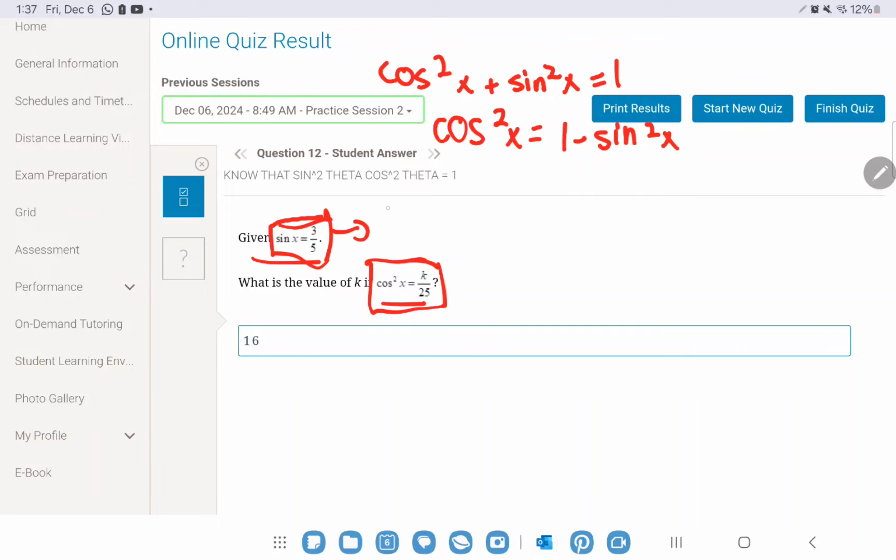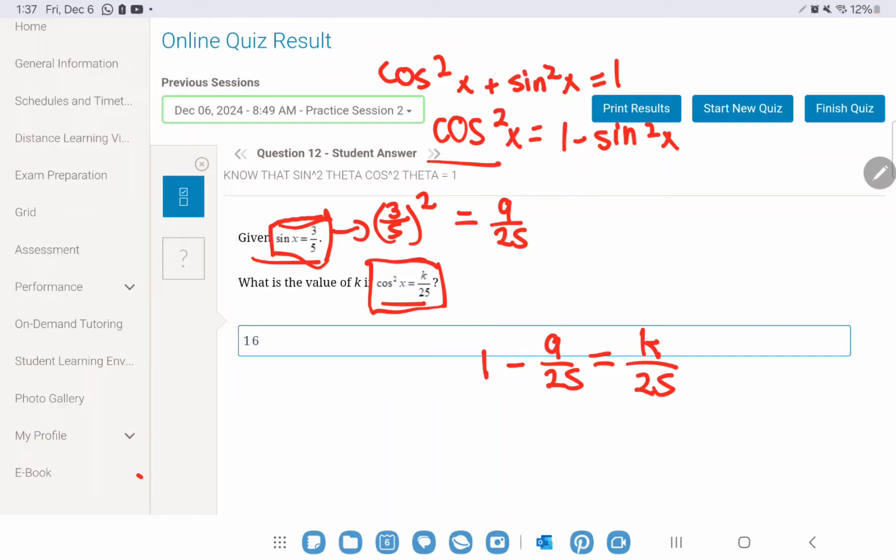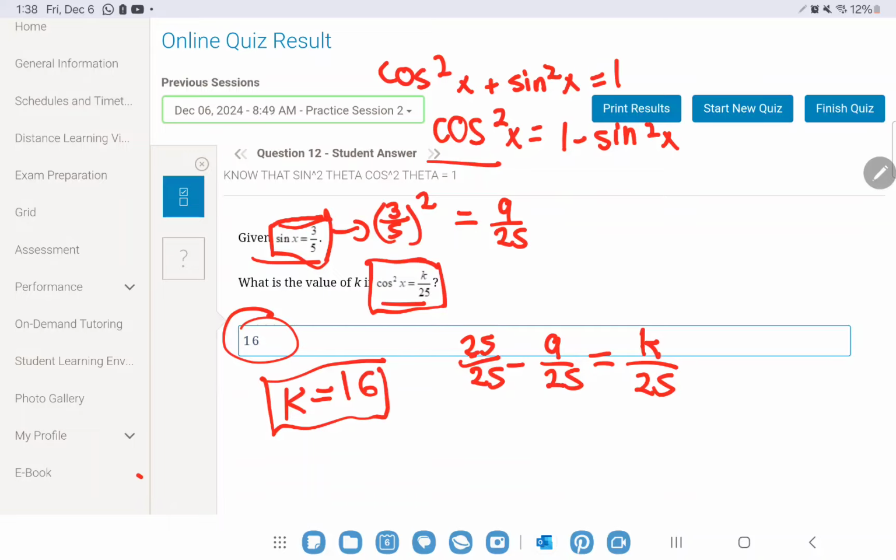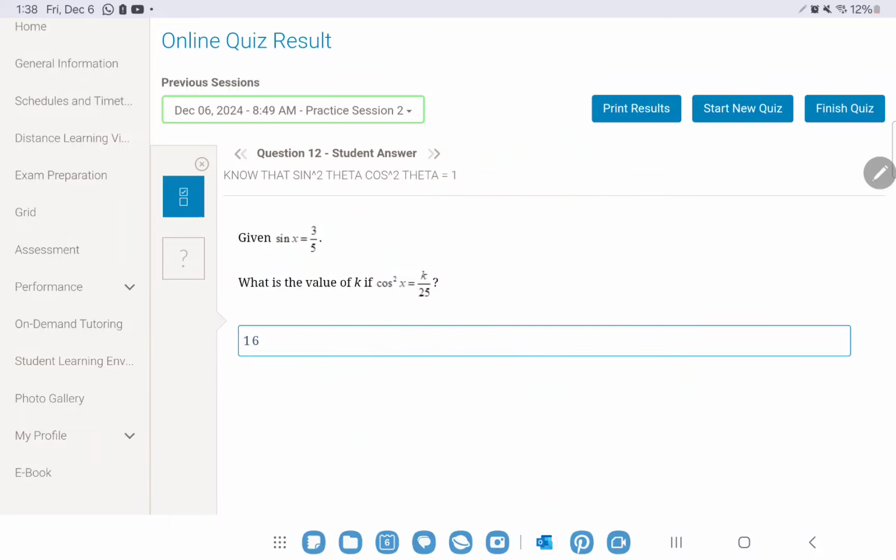So we need to square this. 3 over 5 squared is 9 over 25. So 1 minus 9 over 25 equals k over 25, which is cosine squared x. You can replace 1 by 25 over 25. 25 minus 9 equals k. 25 minus 9 is 16, so k equals 16. That's how you solve it. These are really easy. Now moving on.